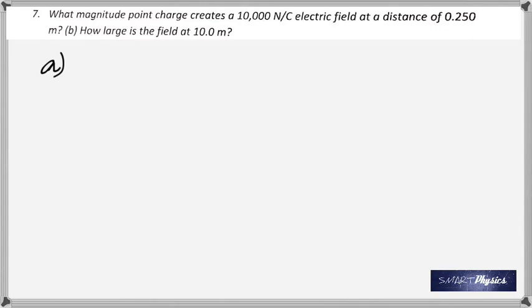The A part. Remember, the word magnitude means the number, right? So it means what amount of charge creates a 10,000 Newton per Coulomb electric field. You have the electric field at a distance. So you have been given the distance and you have to find the charge.